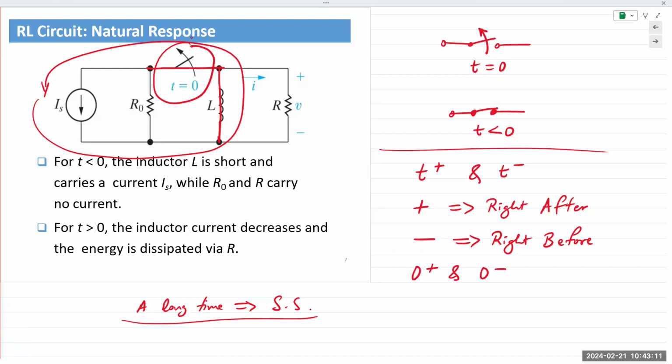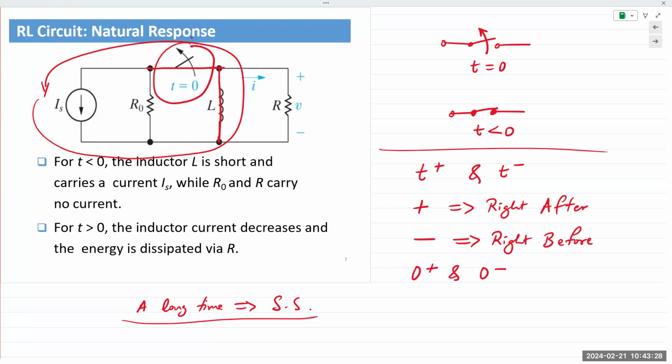After we open the switch? No, that's what we're going to look at in the next slide. So the circuit changes. Well, once it reaches steady state, all the current is still simply flowing through that inductor.